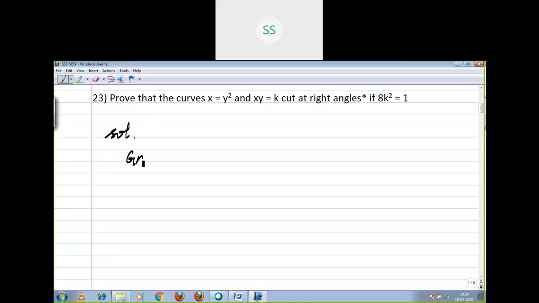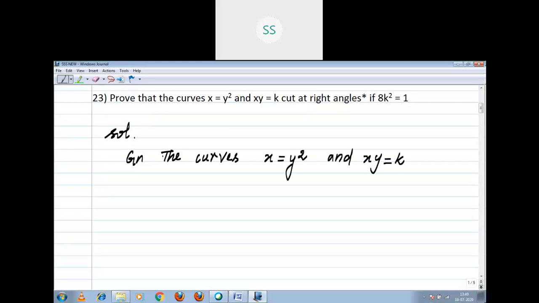Solution. Given the curves, x equals y square and xy equals k. Two equations are given to you. Write it as the equation of the curves: x equals y square and xy equals k.